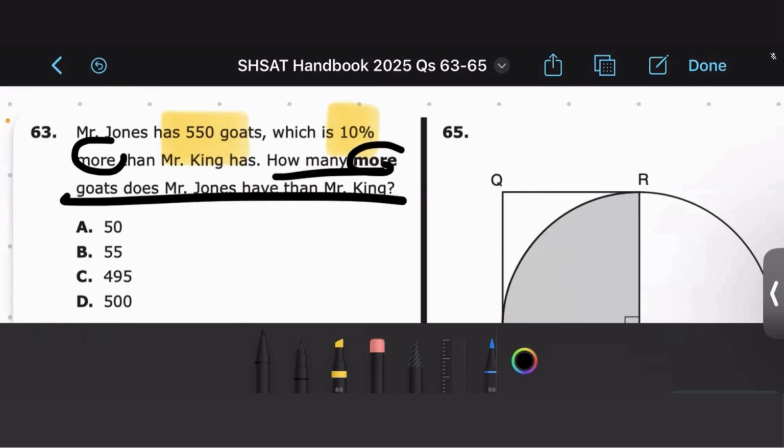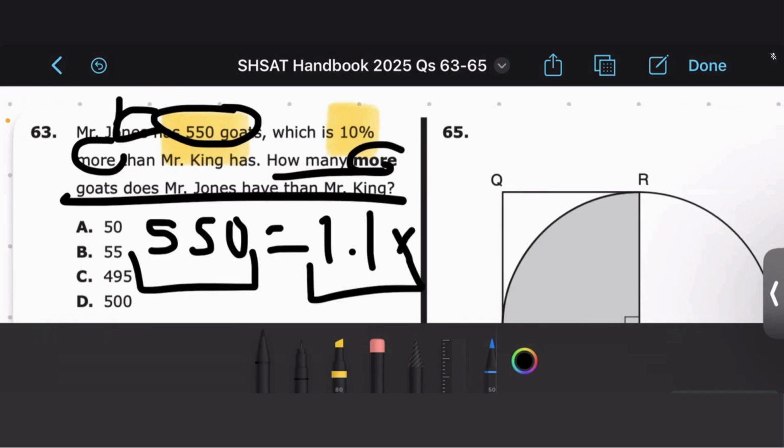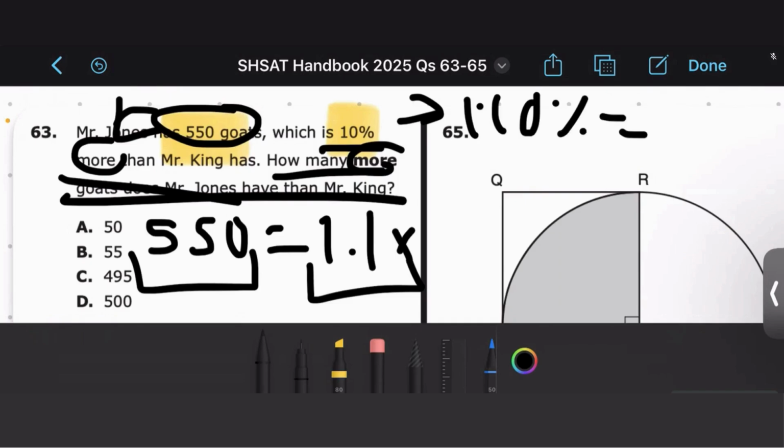So I'm going to write 550 is equal to 1.1x. And I'll explain how I got these numbers. 550 is how many goats Mr. Jones has, as it says in the question. Now the 1.1: the question says 10% more than Mr. King. So if it's 10% more, that is 110%, or in decimal form, just 1.1. That's where I got the 1.1 from.